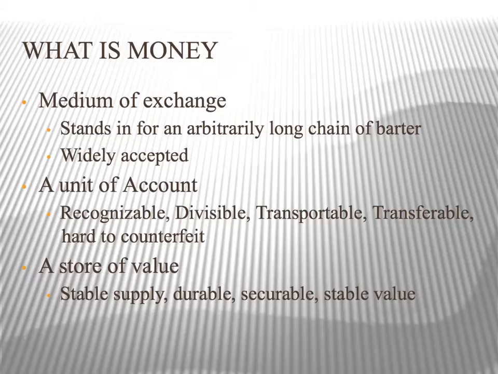Before moving on to cryptocurrency or digital money, let us first discuss the characteristics of money. What are the features which make a currency? Now money is a medium of exchange, that is, it stands in for an arbitrarily long chain of barter. It is used in exchange of the barter system. It should be widely accepted. Secondly, it serves the purpose of a unit of account. It should be recognizable, divisible, transportable, transferable, and hard to counterfeit. These are the characteristics of a good currency.